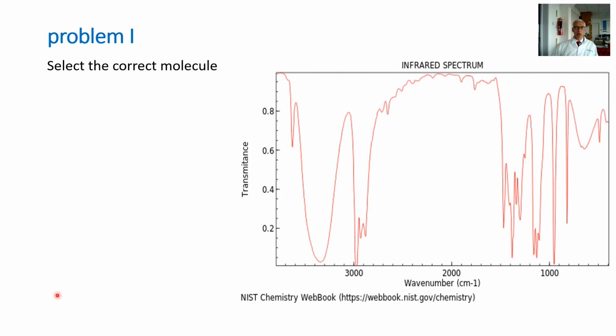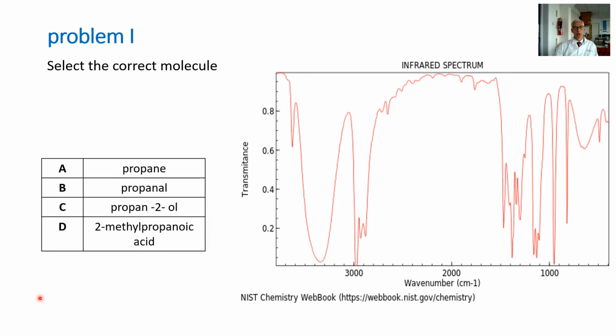Okay, so using the OCR data booklet, which is available online. If you don't have access to one, you need to get access to it to enable yourself to do these problems. I'm going to give you 4 molecules to choose from: propane, propanal, propan-2-ol, and 2-methyl propanoic acid. I'd like you to pause the video and suggest which of A, B, C and D is responsible for this spectrum. Please do that now.